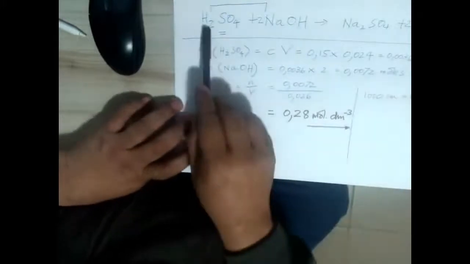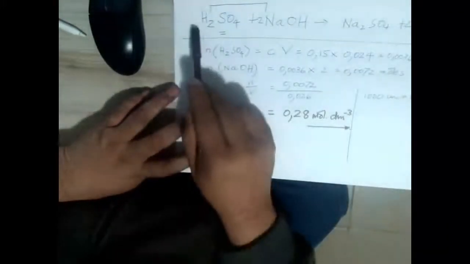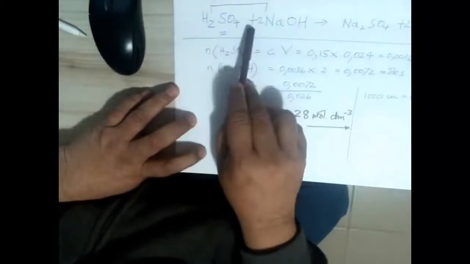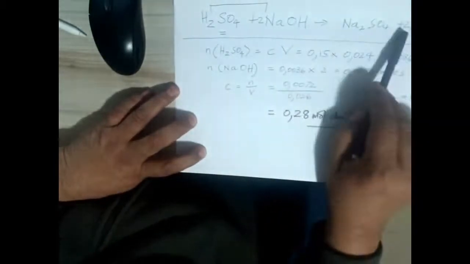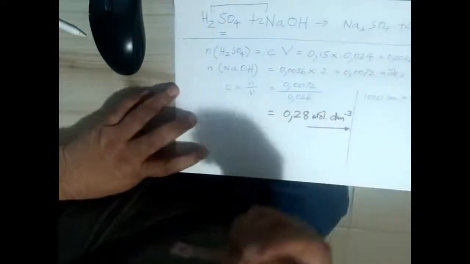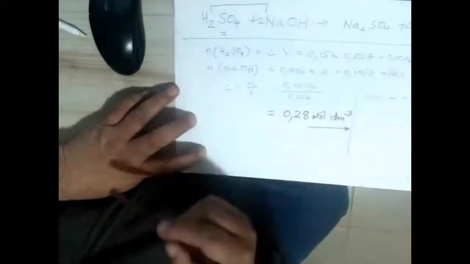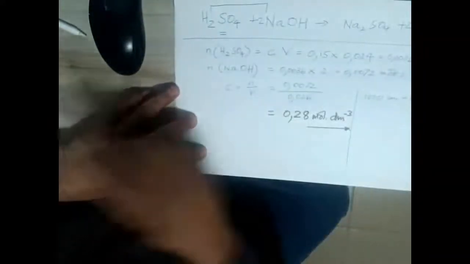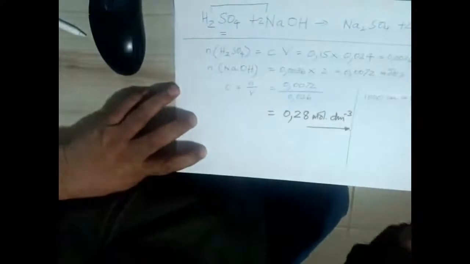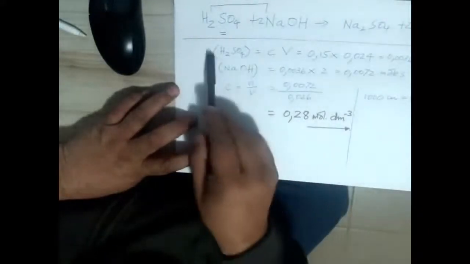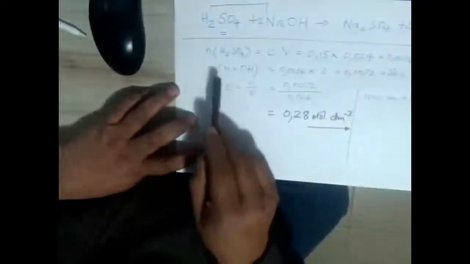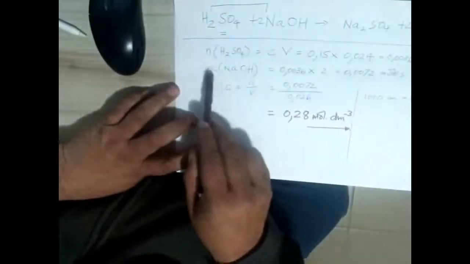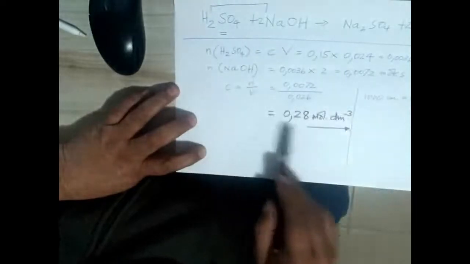I remind you, when I read this equation, I read it as 1 mole of H2SO4 reacts with 2 moles of sodium hydroxide to produce 1 mole of sodium sulfate plus 2 moles of water. What we want to do, if I want to find any moles, I need to know the number of moles of one of these reactants or products, and I can work my way to any other one. So, given the information, I could calculate the moles of sulfuric acid, and then I could work my way to the number of moles of sodium hydroxide, and then calculate the concentration.